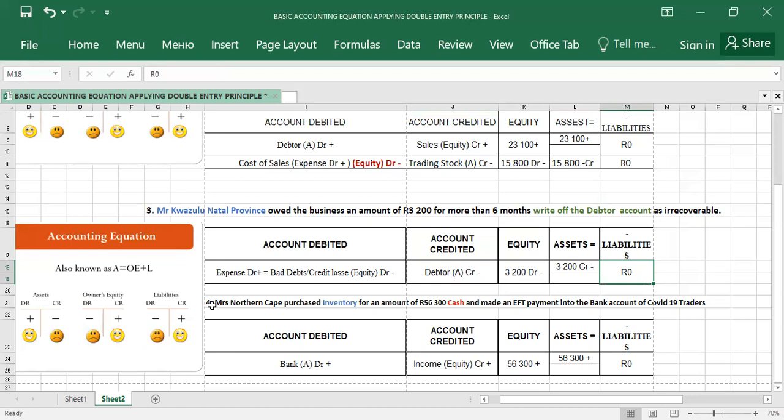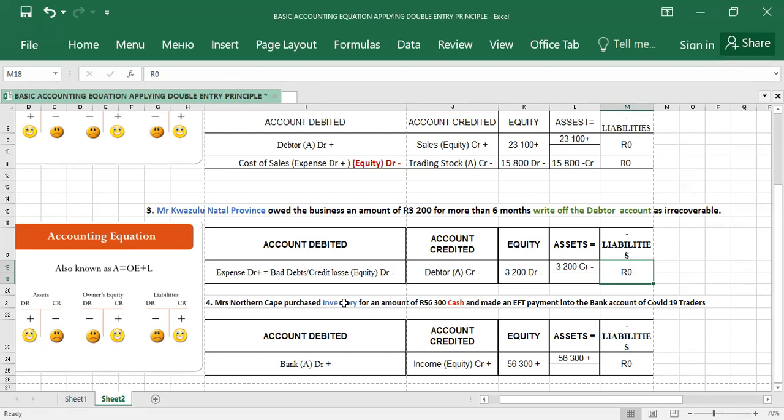Now, question 4 says, Miss Northern Cape purchased inventory for an amount of 56,300 cash and made an EFT payment into the bank account of COVID-19 Traders. Now, the first account which has been affected by this question is the word inventory, which is creating the first account. We have an inventory account. The second account that we will be having is the word cash, which is creating the second account. We are applying the double entry. One question creates 2 accounts. That is the meaning of double entry in a simple way.